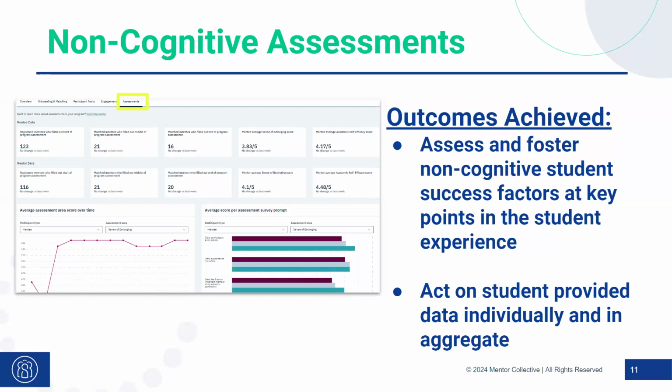Again, depending on your program design, the things that we are helping you assess are sense of belonging, academic self-efficacy, academic help seeking, and also career decision self-efficacy. So I'll talk and demo in the dashboard 3 different ways that the dashboard allows you and helps you access and also act on that assessment data. So let's pop back into the dashboard.